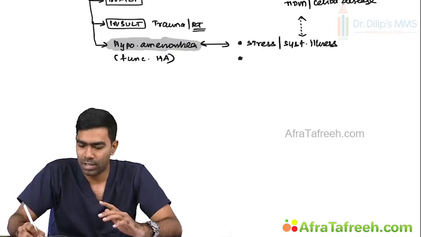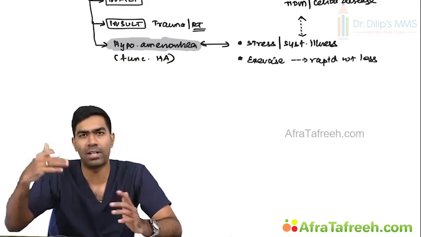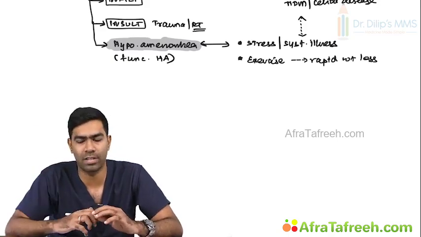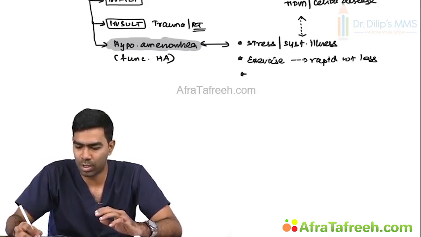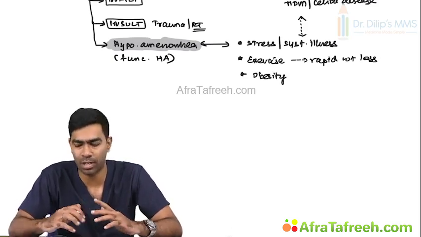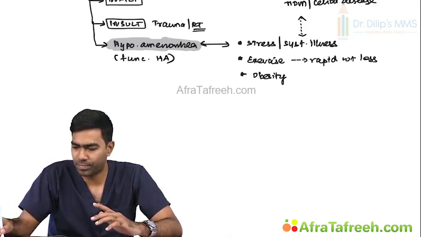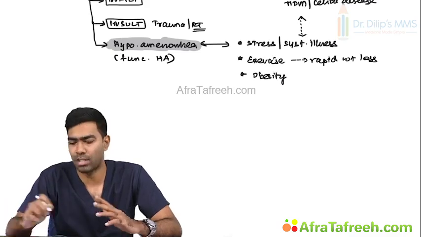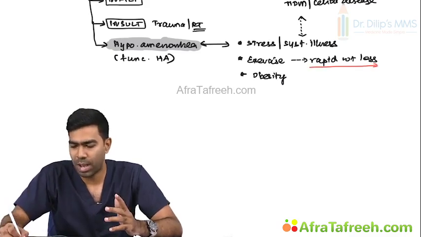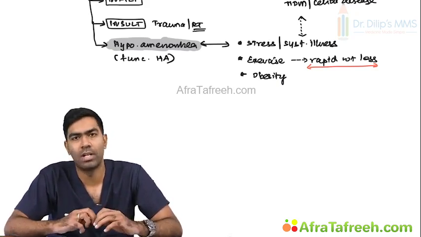And apart from that, exercise, a sudden increase in exercise resulting in rapid weight loss. As I told you, this acts by the leptin receptor and kisspeptin mechanism, already explained in the physiology, and can produce functional hypothalamic amenorrhea. Even severe obesity, a sudden increase in weight, can also confuse the hypothalamus, resulting in hypothalamic amenorrhea. And after bariatric surgeries, that again comes under rapid weight loss. Post bariatric surgeries, some patients may also experience hypothalamic amenorrhea.